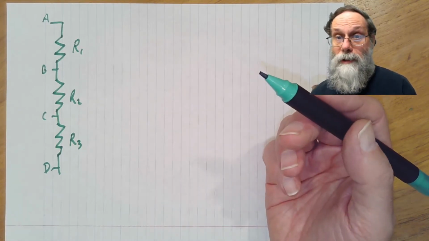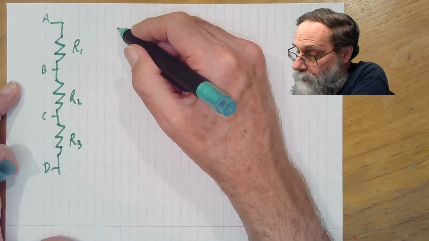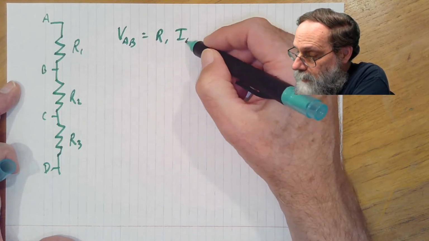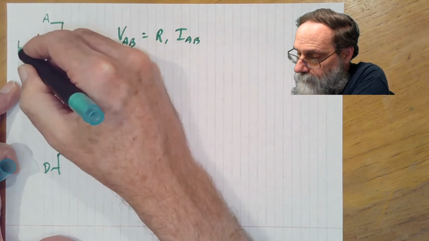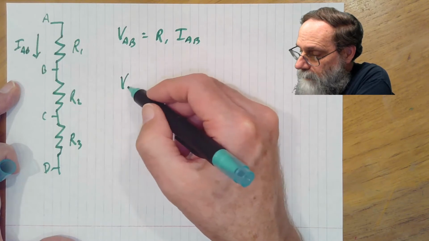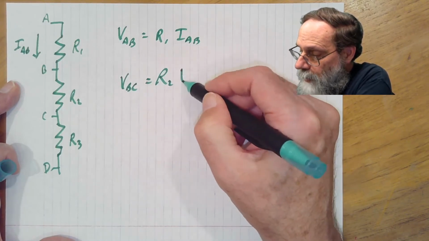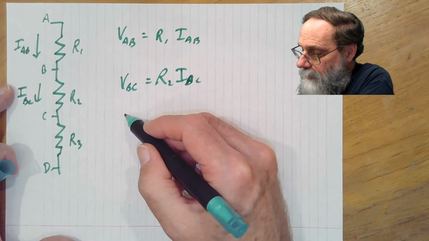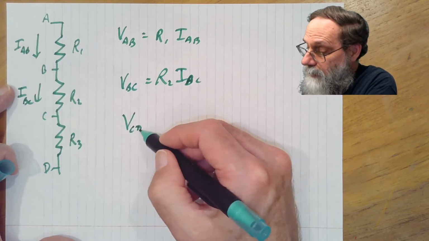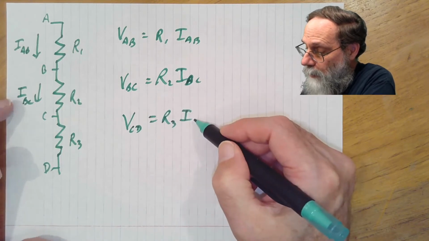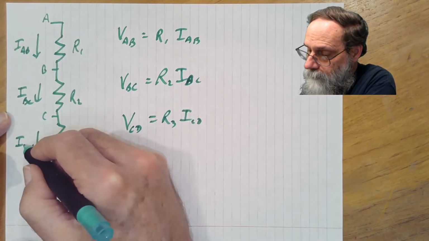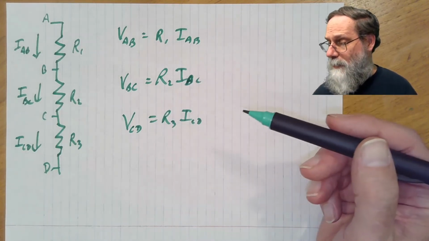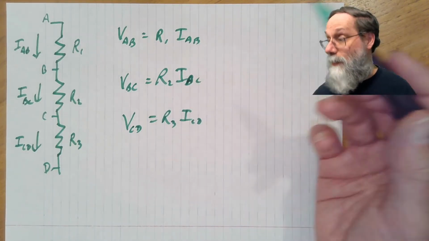Now, what does Ohm's law tell us about what's going on here? Well, the voltage across resistor 1, that's VAB, is equal to R1 times the current from A to B. And similarly, VBC is the resistance R2 times the current from B to C. And finally, VCD is R3 times the current from C to D. Alright, that's very simple. It doesn't really do much for us.